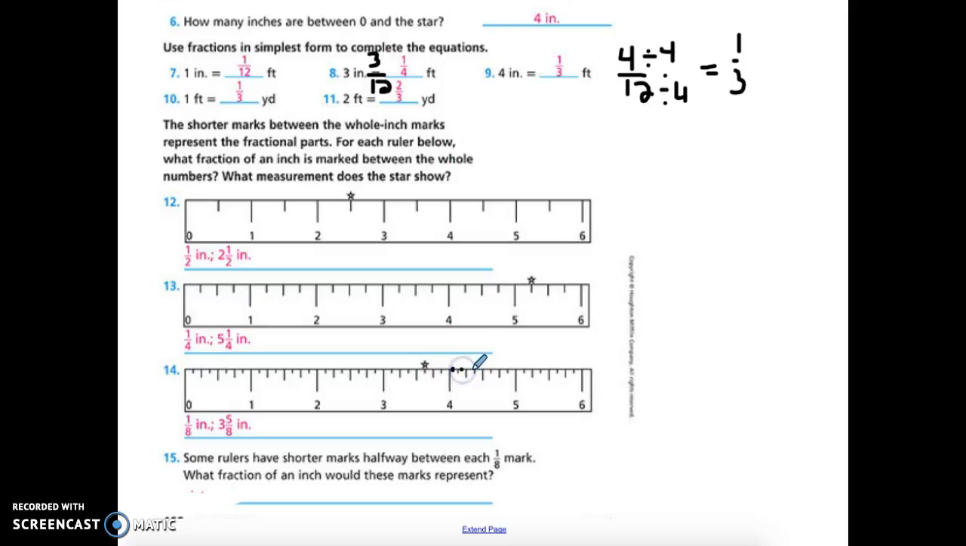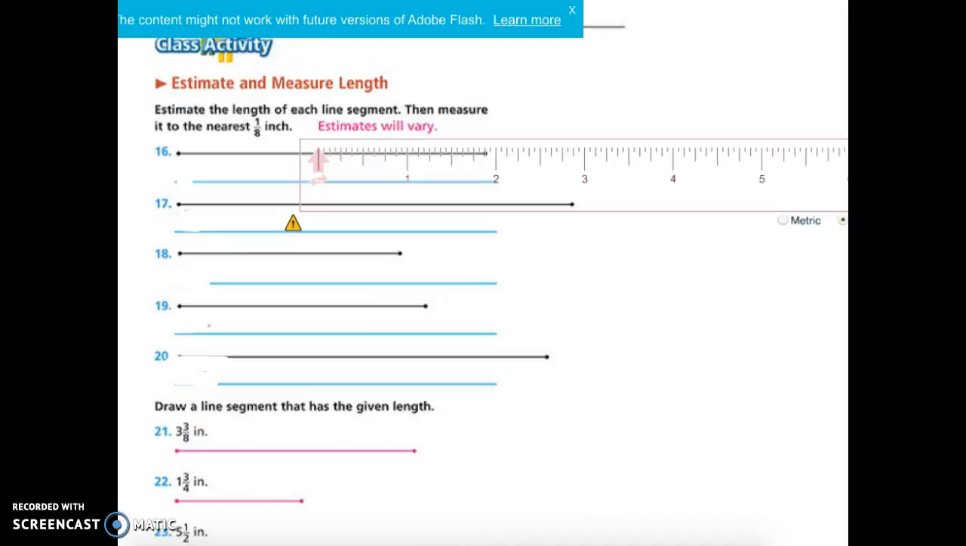And I don't have a very thin marker tip, but if I put another line between each of these, how many lines would I have? And if we counted them all, 1, 2, 3, 4, 5, 6, 7, 8, 9, 10, 11, 12, 13, 14, 15, 16. A little space like this would be 1/16 of that space. Okay, or 16ths.